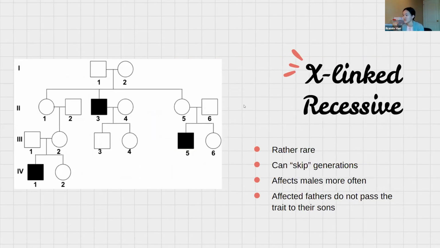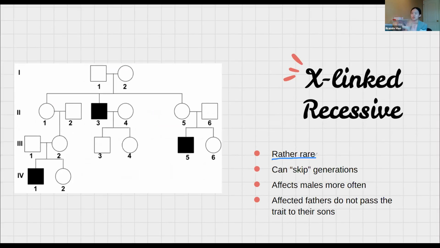All right, X-linked recessive. Okay, so recessive, rather rare, sort of rare. It can skip generations because it is recessive. And this one affects males more often, and I'll get into that on the next slide. It's rather interesting because obviously you'd think, with X-linked, shouldn't females be more affected since we have two X chromosomes? But no, I'll get into that on the next slide.